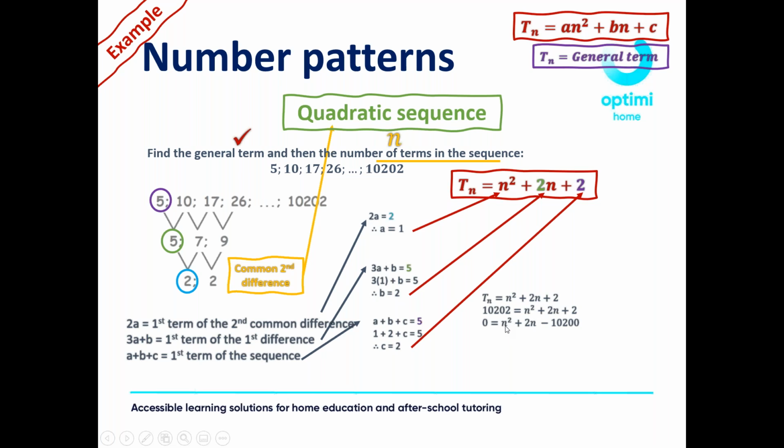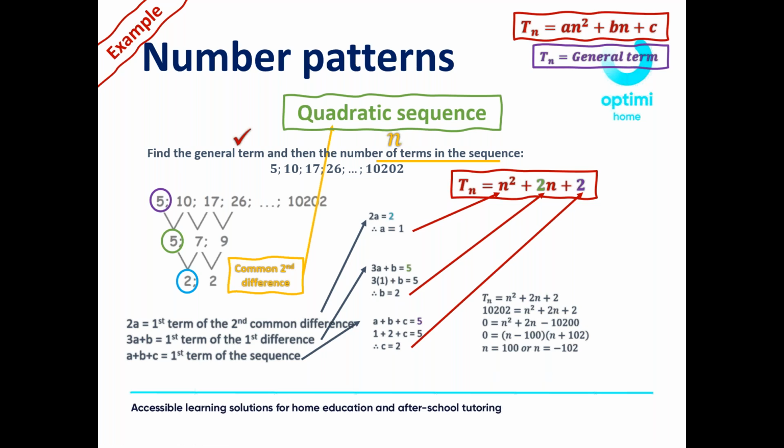Right, so how do I factorize a quadratic function? I will have my 2 brackets, n. This negative tells me that the signs inside the brackets must be different. And then find how to get these two. Right, so n is equal to 100 or n is equal to negative 102.